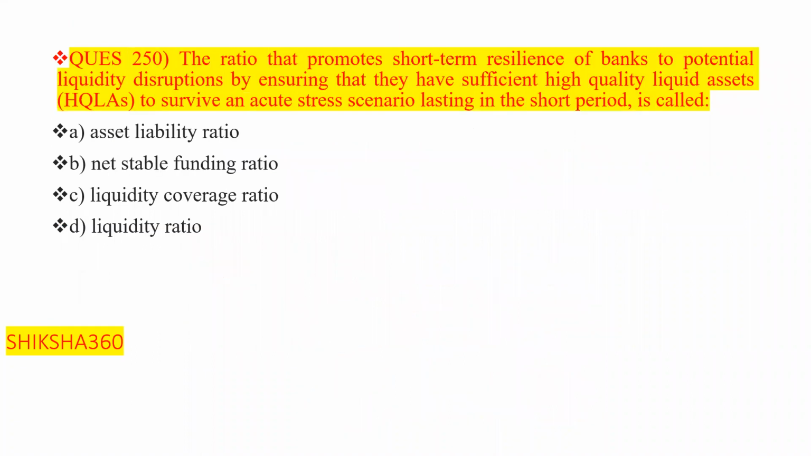Now move to the next question, question number 250. The ratio that promotes short-term resilience of banks to potential liquidity disruptions by ensuring that they have sufficient high-quality liquid assets to survive an acute stress scenario lasting in the short period is called: asset liability ratio, net stable funding ratio, liquidity coverage ratio, or liquidity ratio. What is the correct answer? Option C, liquidity coverage ratio, is the correct answer.